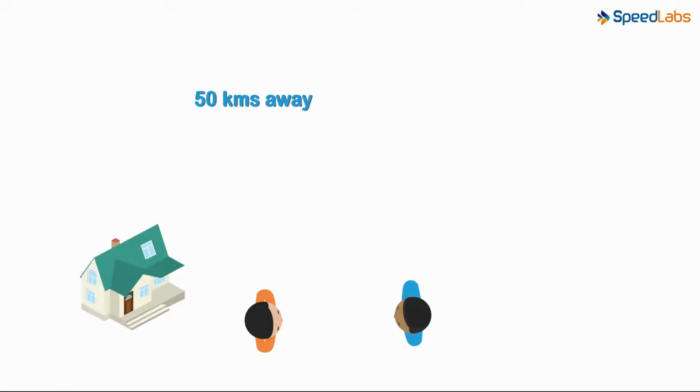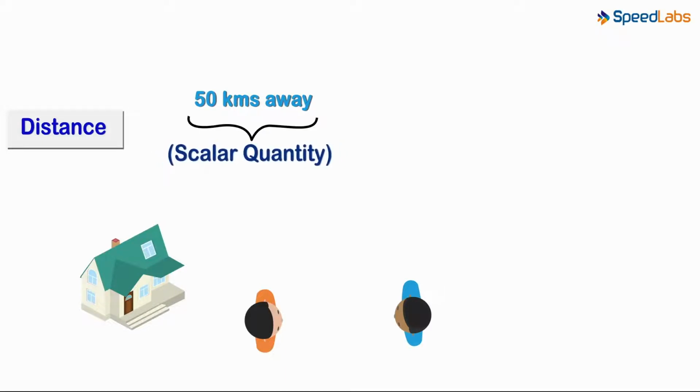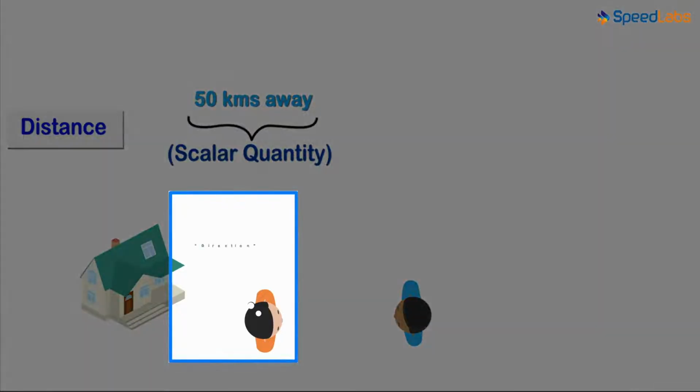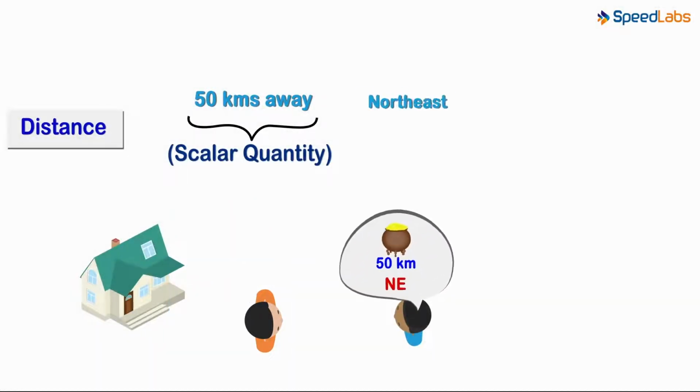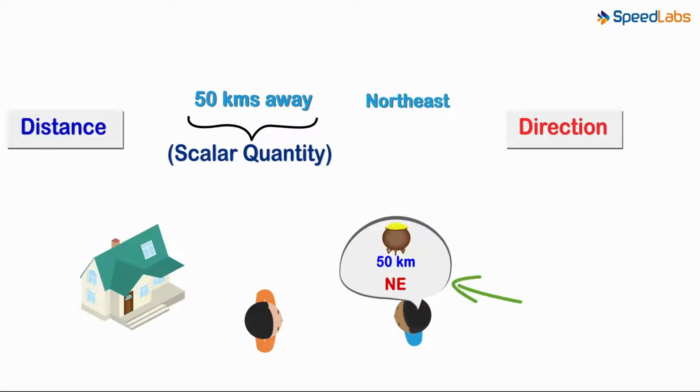You are only provided the distance, which is one-dimensional information. One-dimensional information like this is called a scalar quantity. Your question to him would be, which direction from home? When you are told that it's 50 kilometers in the northeast direction, you have the precise information of the location.